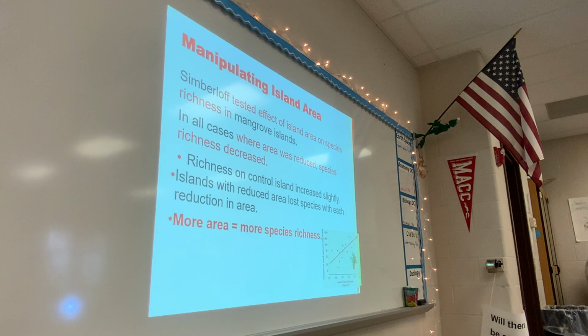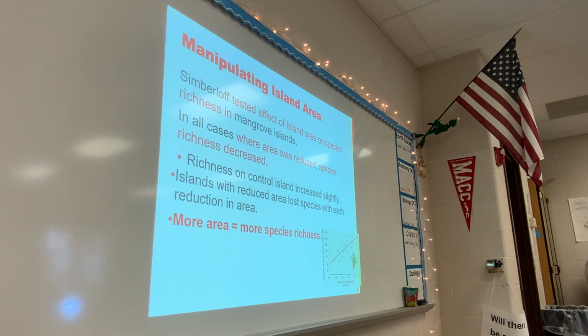All right, so when you're looking at how islands can be manipulated with like the area and things like that, this guy named Simberloff tested the effect of island area on species richness in mangrove islands. And in all cases where area was reduced, the species richness also decreased. I mean, that also kind of makes sense. It's logical. Let's cut an island in half. Well, that's also going to decrease the richness, how many different kinds of organisms were there.